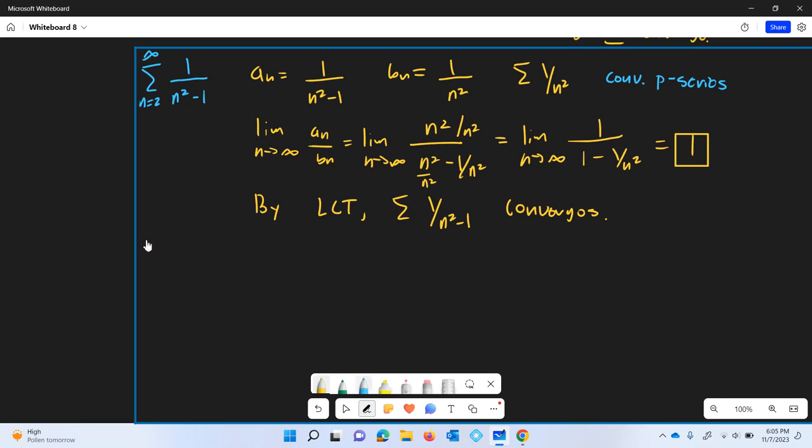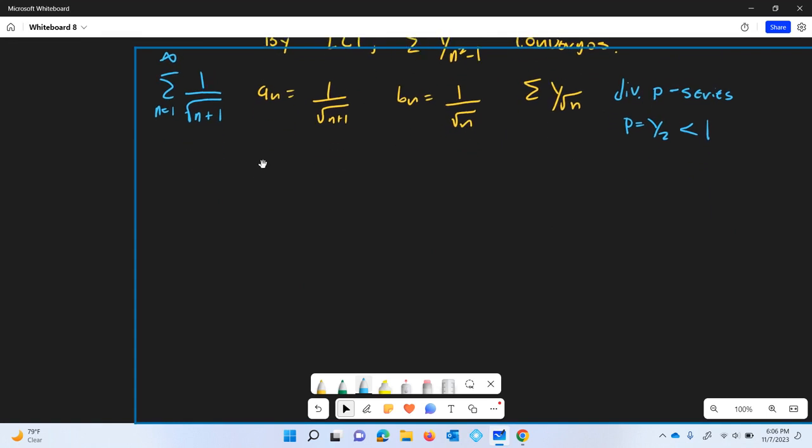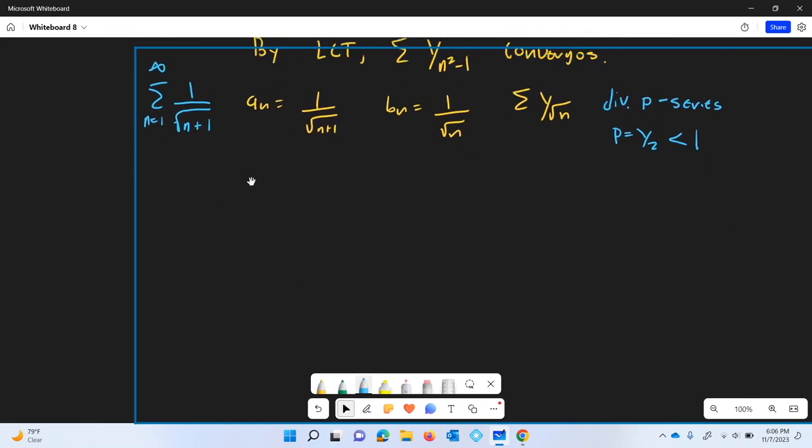Another example: what if we had the series of 1 over the square root of n plus 1, from 1 to infinity? a_n is equal to 1 over the square root of n plus 1. b_n would be something comparable, which in this case would be 1 over the square root of n. This is a diverging p-series. Just for clarification, p is 1/2, which is less than 1, which means that it diverges.